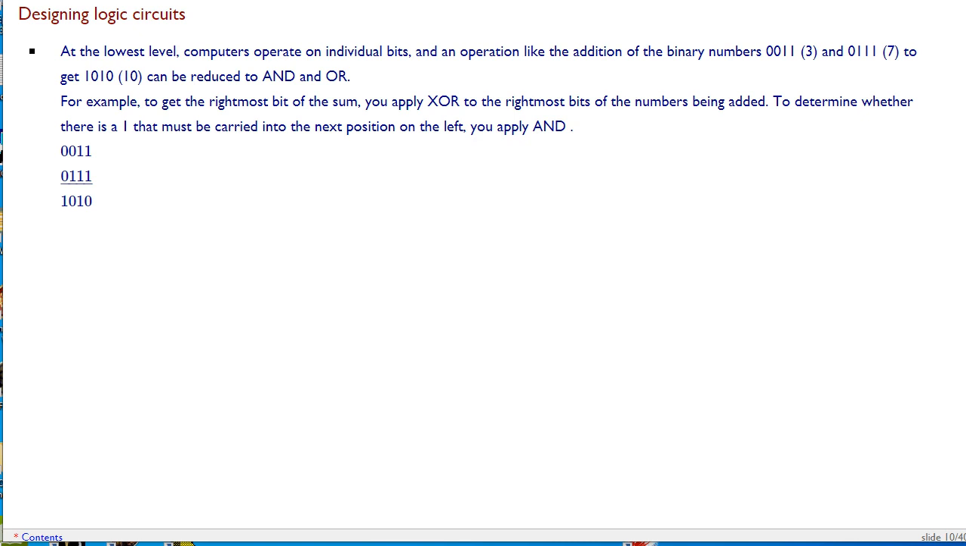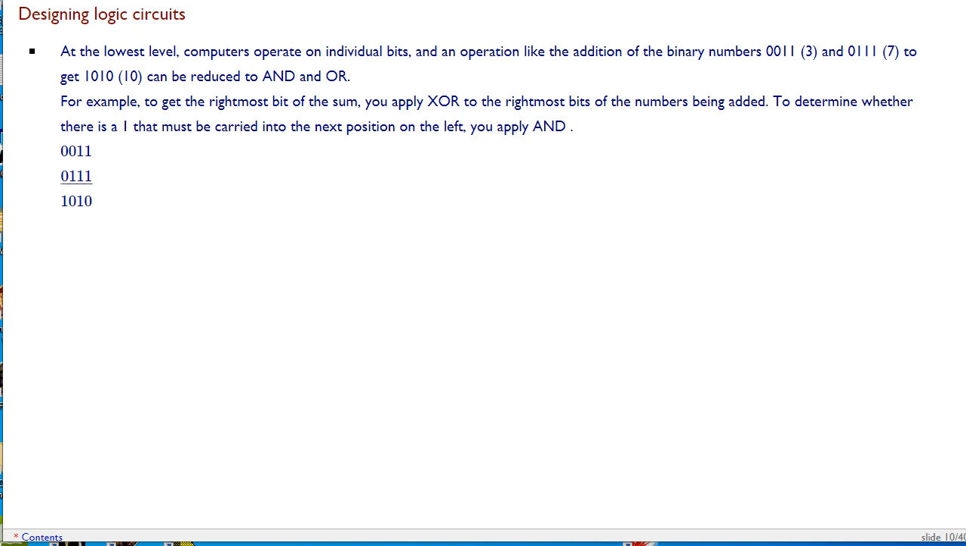And I can reduce that calculation to evaluating AND or OR. Why? Well, how do I do this binary arithmetic? I look at the rightmost bits. If they're both ones or if they're both zeros, I get a zero in the sum. And that's the exclusive OR operation, XOR. But there's a difference between 1 plus 1 and 0 plus 0.